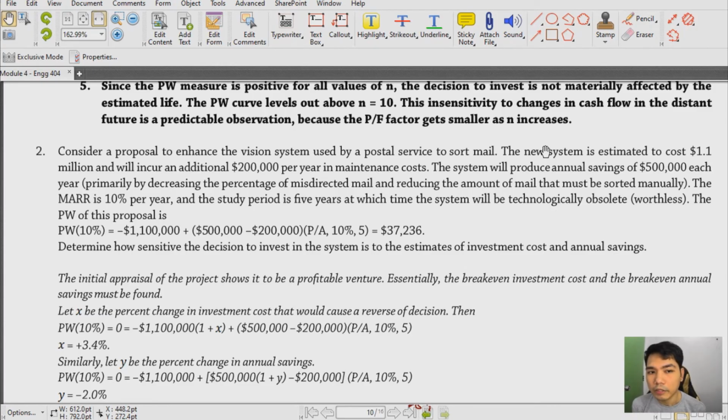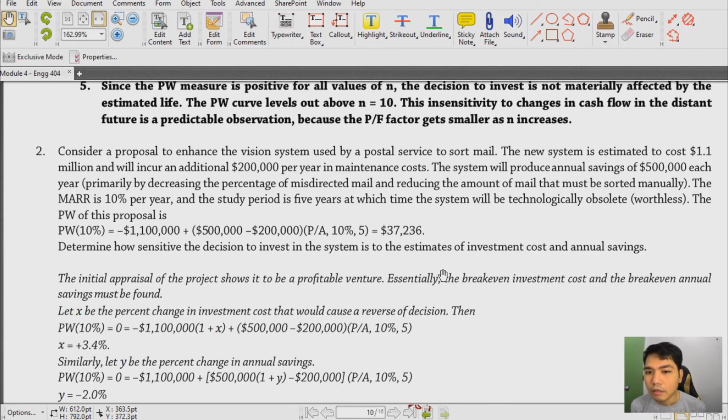The MARR is 10% per year, and the study period is 5 years, at which time the system will be technologically obsolete or worthless. The PW of this proposal is, so yan, given na yung PW and how you compute, so that's negative 1.1, so that's the initial cost, and then plus 500,000 minus 200,000 multiplied by the present worth factor. The uniform series present worth factor, which is 3.7236, which is at this point is actually economically justifiable kasi the PW is positive. So determine how sensitive the decision is to invest in the system.